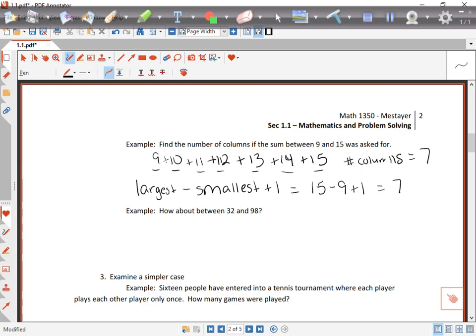Okay, so the next one says, how about between 32 and 98? Here, we definitely would not want to list all of the numbers between 32 and 98. So we could follow this largest minus smallest plus 1. And when you do 98 minus 32 plus 1, you get 67. So the number of columns, the number of times you would get that repeated sum, would be 67.